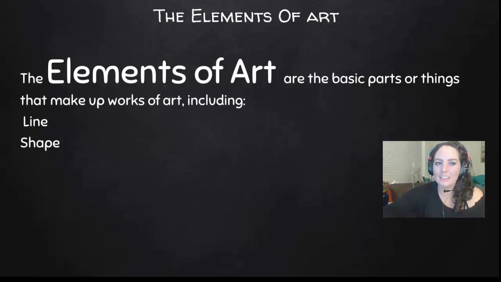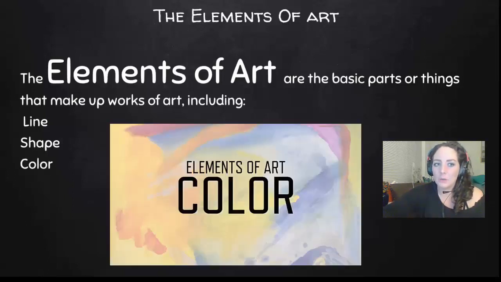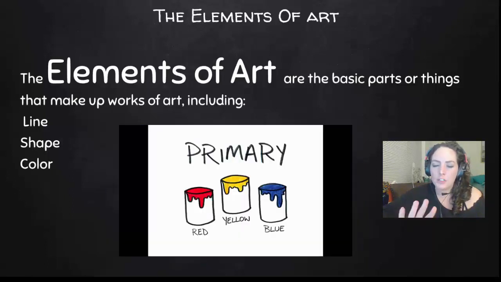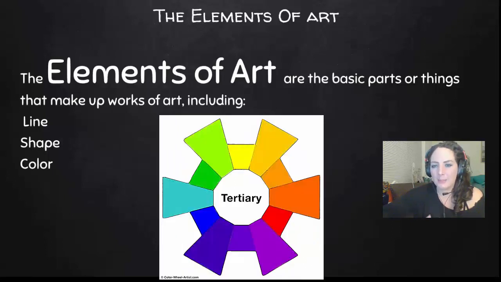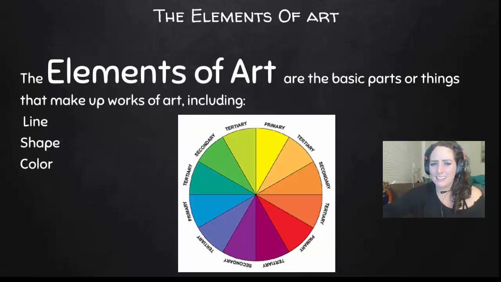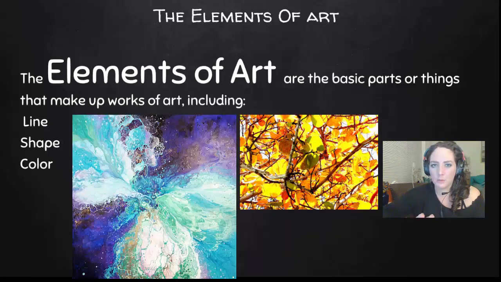So line, shape, color. So we talk about color a lot in the OLS and in lecture, and then I have you watch some videos on it. You have primary colors, which is red, yellow, blue. You have secondary colors, that's your orange, green, purple. And then you have your tertiary colors that makes up the color wheel. You have analogous colors, which are colors that are right next to each other. Think of like blue, yellow, green. They're sort of like neighbors.